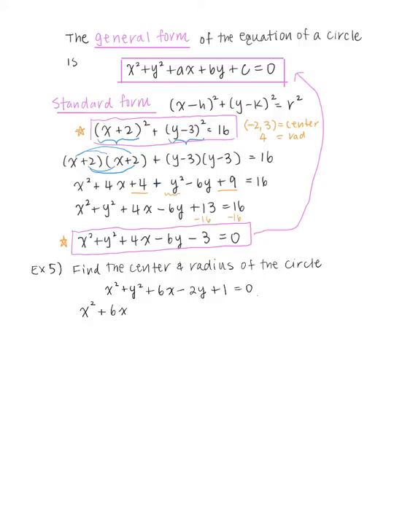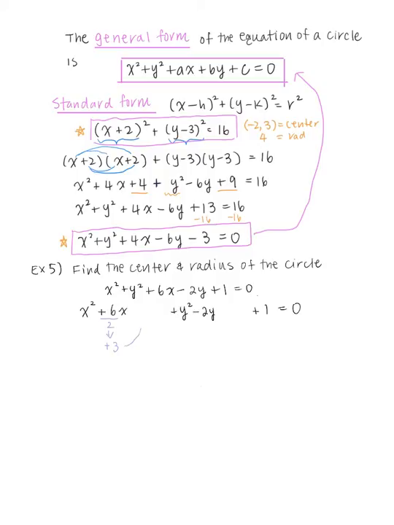And I'm going to leave a little room because I'm going to have to complete the square. And then I'm going to bring down the terms with the y's attached. So we got y squared and then minus 2y, and then plus 1 equals 0. All right, do you remember how to complete the square? Let's do this together. First, we divide the middle number by 2, including its sign. So here you're going to have plus 3.